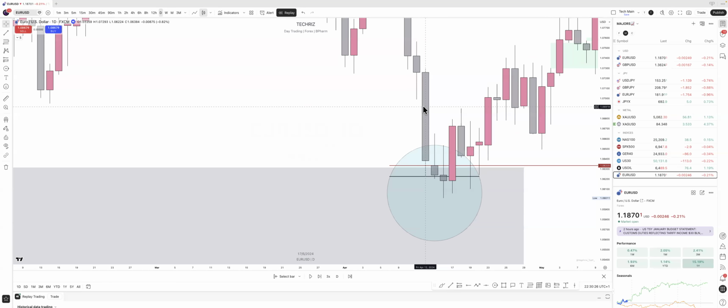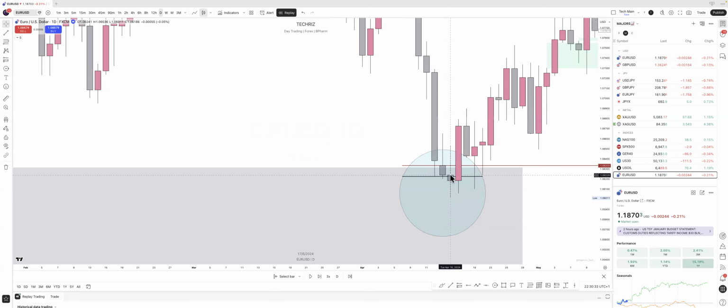Friday, Monday, Tuesday. Can you see it? Monday, Tuesday. These things are not random. I don't think they are random. And this is also how you can know your high probability range.